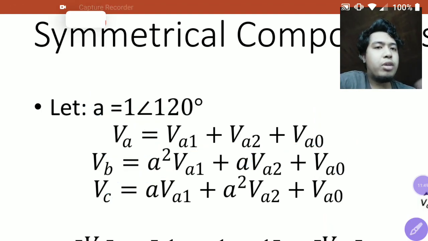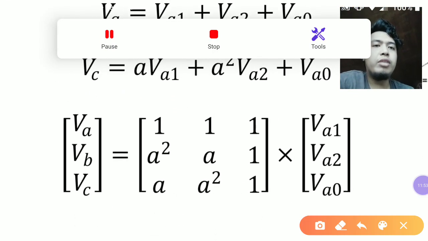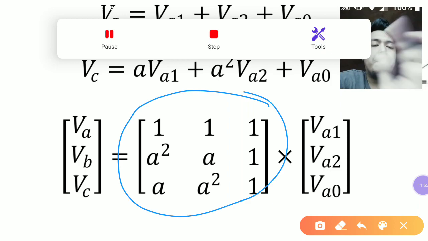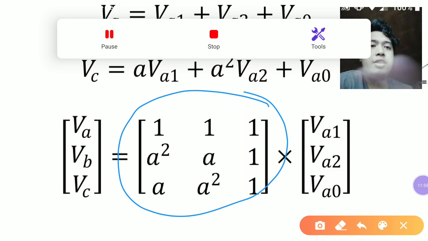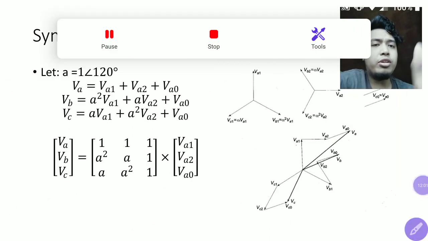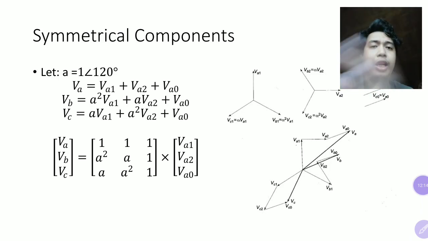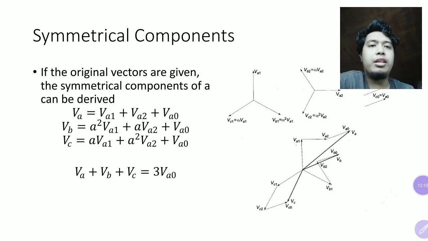Okay, and then you can represent this in matrix form such that you have this one. So this is your A matrix. Okay, so this is just a way of representing your unbalanced networks into 3 balanced systems, and then how you are going to relate all of them. Okay, so that is your A matrix.